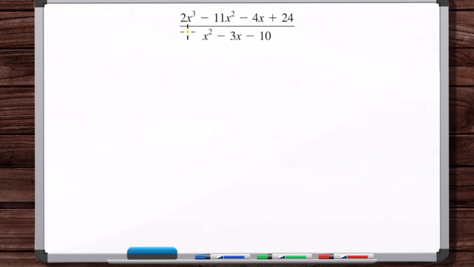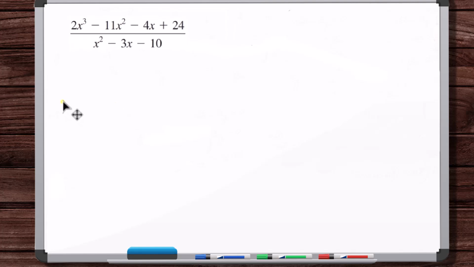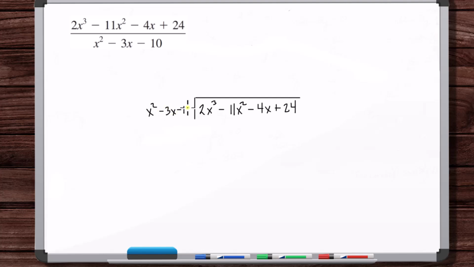Okay, first step, check, is the degree of the numerator less than the degree of the denominator? In this case, it's not. So we need to start by doing polynomial long division. Okay, so, all right, we've got 2x cubed minus, okay, we don't need to put any placeholders there. And then x squared minus 3x.